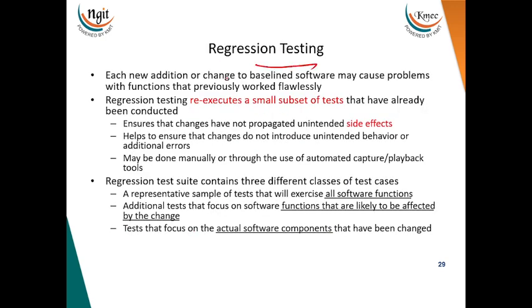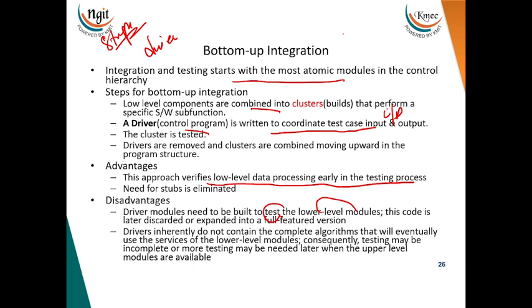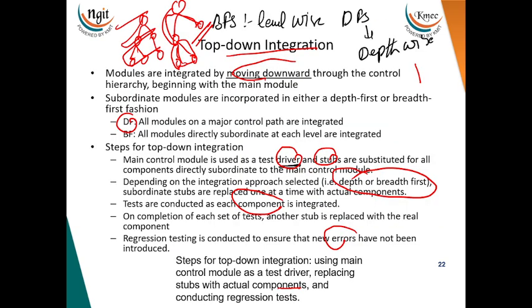Regression testing: each new addition or change to baseline software may cause functional problems. Regression testing is re-executing a small subset of the tests already conducted, to ensure changes have not propagated any side effects. Means if I have done a test here, I told you about this case, correct? This is the case which I told you.